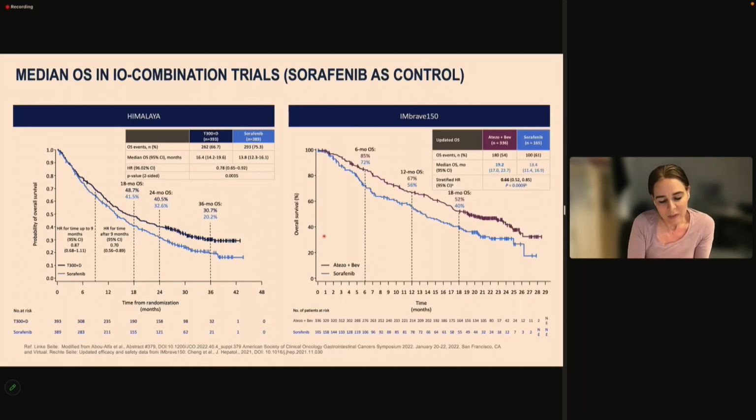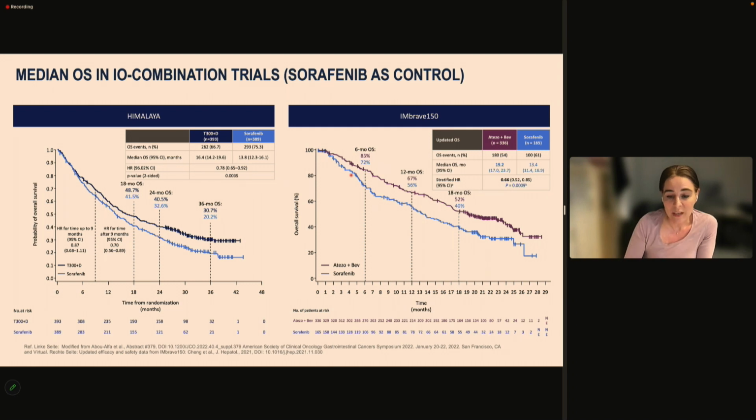So the primary endpoint of both of these phase 3 trials was, as expected, the median overall survival, and I'm showing you this pivotal endpoint on the slide, and you can see both for Himalaya on the left-hand side and for IMbrave 150 on the right-hand side, you can see that the curves are really nicely separating also quite early on.